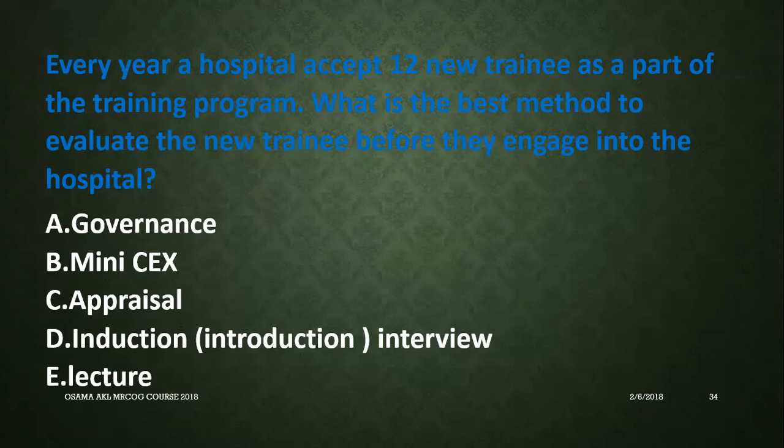You know, you are searching for a single best answer. We have here two answers which are right: appraisal and introduction interview. Here in this question, he is asking specifically about this step. If D was not present, we would choose appraisal. But as long as induction or introduction interview is present, I will choose it, because it's a specific step that he is asking about.